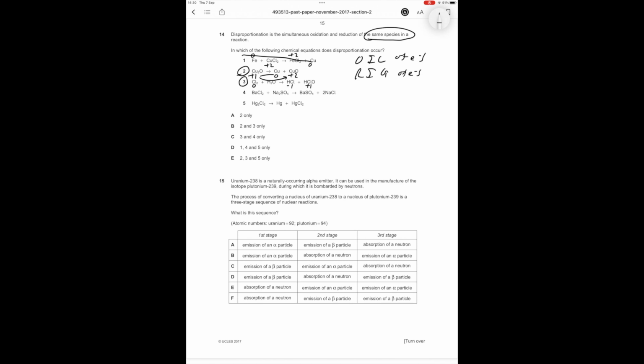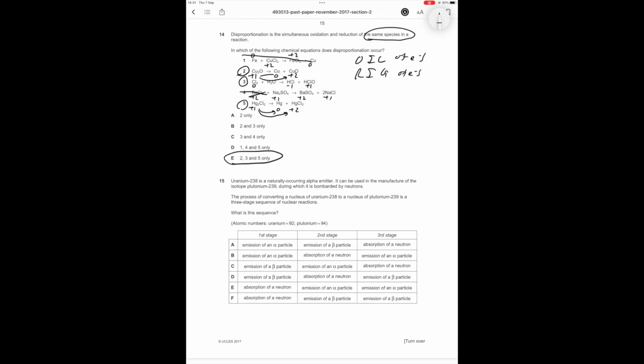disproportionation. 4. BaCl2, so it goes from a charge of +2 to +2. Na goes from a charge of +1 to again +1, so there's no disproportionation going on here. 5. Hg2Cl2, so it's going from a charge of +1 to a charge of 0 and a charge of +2. Again, both gaining electrons and losing electrons. So therefore, only reactions 2, 3, and 5 does disproportionation occur within, and the correct answer option here is E.